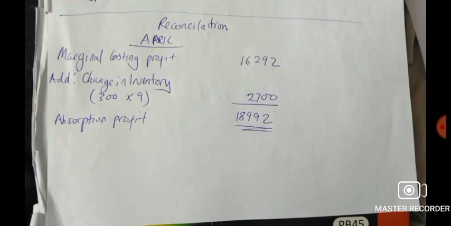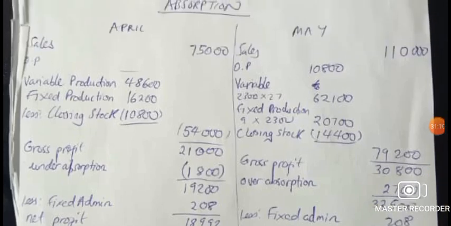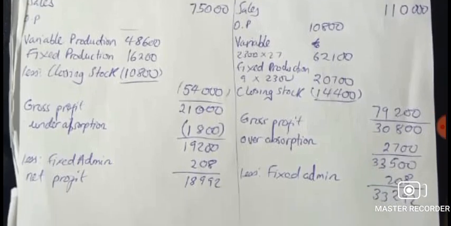You can even confirm this, because when you go back to absorption, April, you will find 18,992. Let's just check to confirm this. This is absorption, 18,992, April, as you've seen. So that's how you reconcile the profits. It should match. When you add from the marginal, it should land on the figure that you found, then you've reconciled.